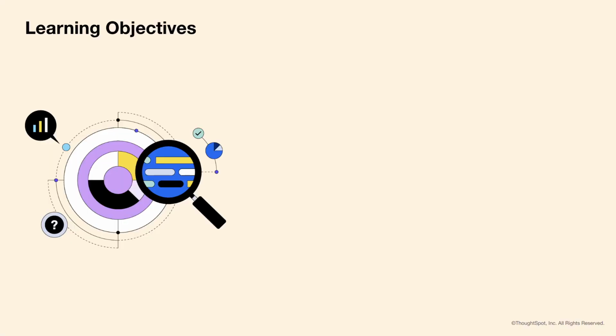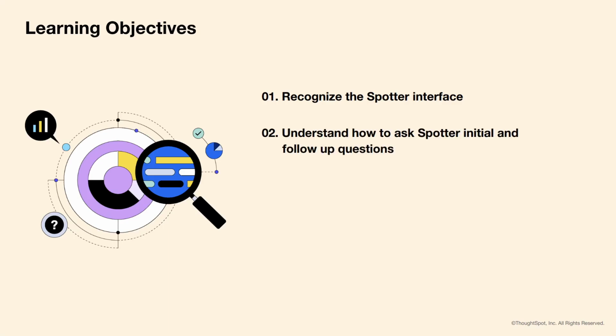By the end of this lesson, you'll be able to recognize the various elements and features found in the Spotter interface. Understand how to begin a conversation by asking Spotter a question, then gain more insights by asking follow-up questions. Understand the features in Spotter that provide you with full transparency into how it arrived at an answer.